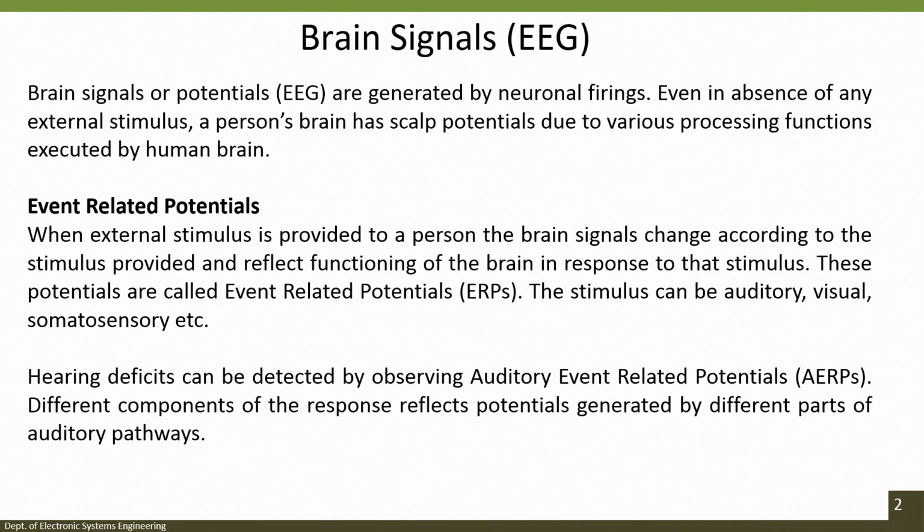Like I said, we will be discussing hearing loss detection using EEG signals, and when you talk about EEG, you know that EEG is nothing but brain signals, and brain signals are generated by neuronal firings. Even in the absence of any external stimulus, a person's brain has scalp potentials due to various processing functions executed by the human brain.